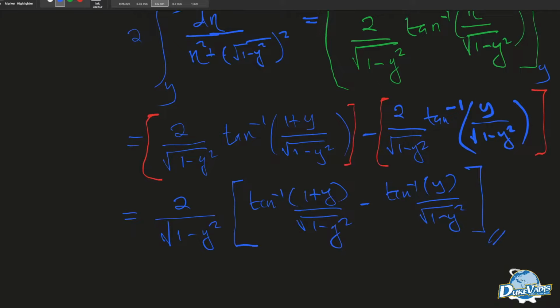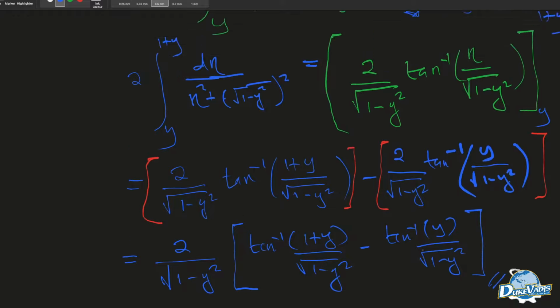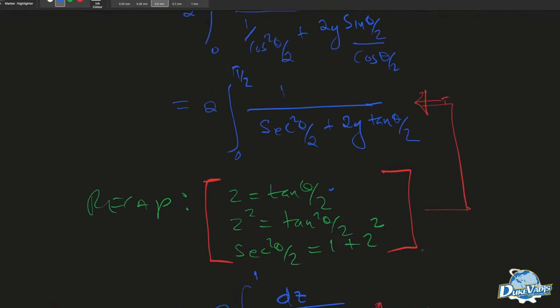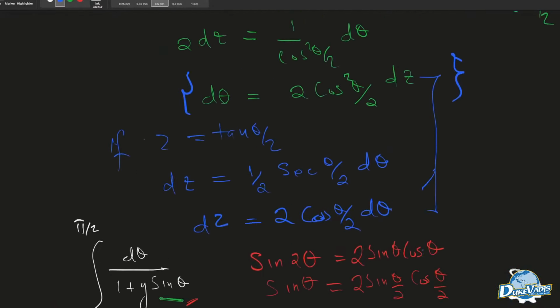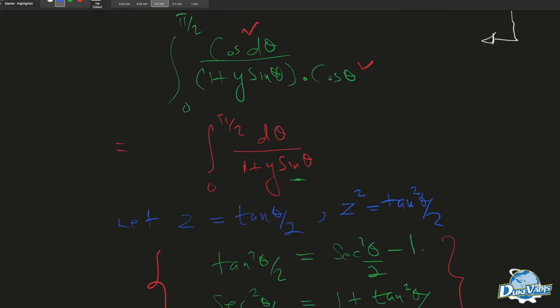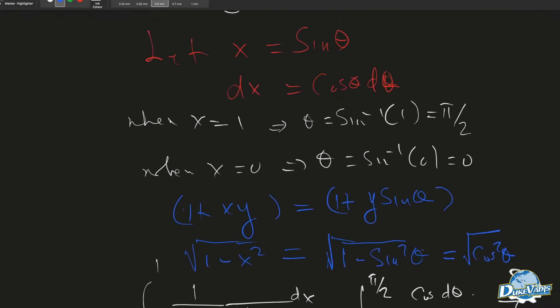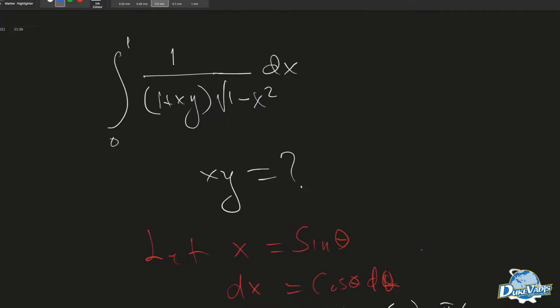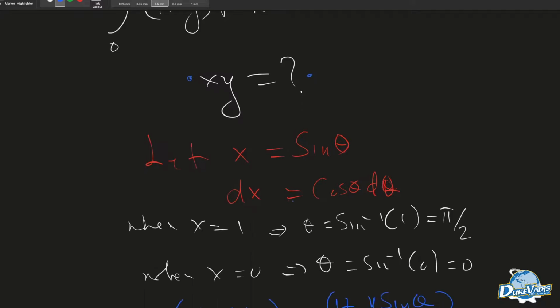But let's go back and recap. Okay, so what did we do? So right from the onset, there's a question given to us. All right, this is what we have. Okay, xy. And xy was the issue. So we substituted x to be sine theta, and we differentiated it to have cos theta d theta.